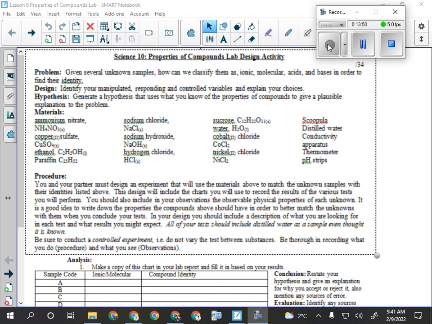The amount of water used? Okay, I would say, yeah, probably the amount of water would be important, and something else. Yeah, the temperature of both the material and the water. Okay, that can affect your solubility test. That's got to be controlled.